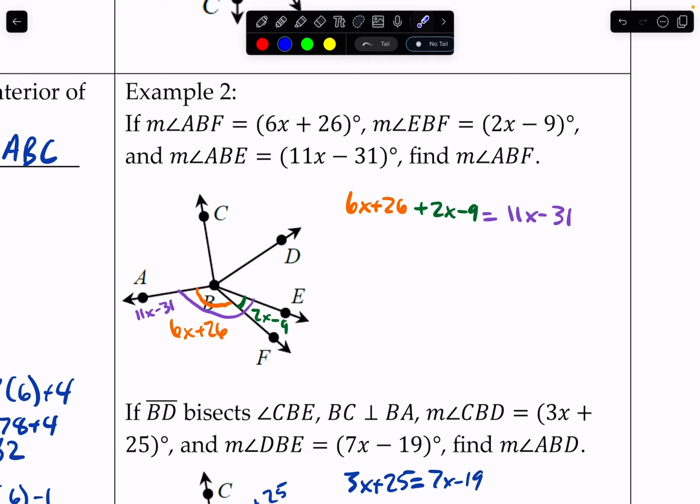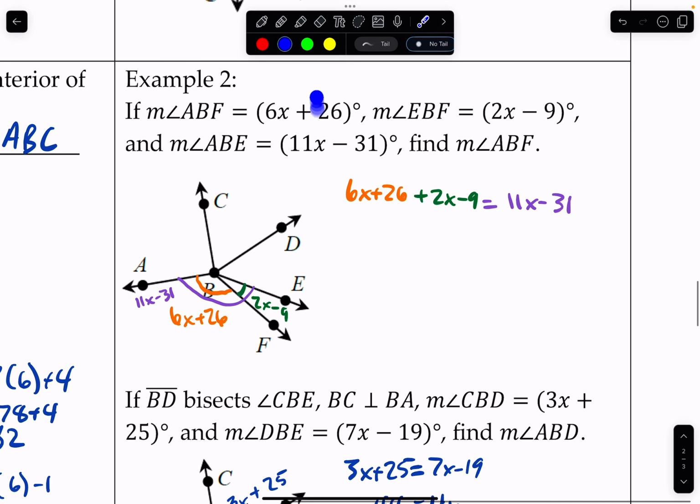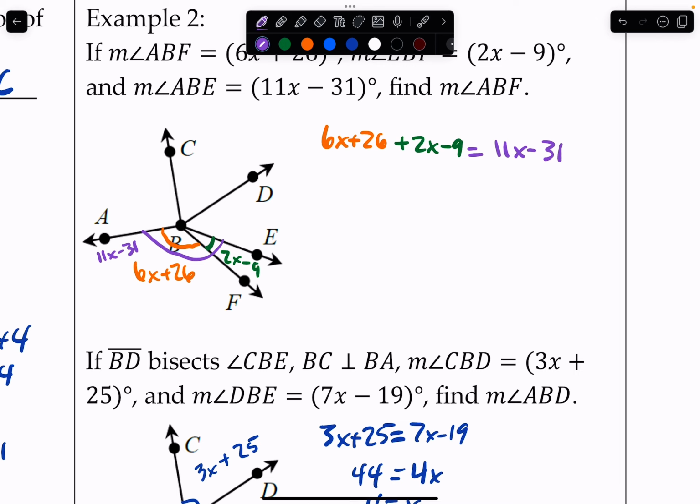And here's that same kind of procedure where we're going to use this equation to find x, and then plug it back in to find the actual measure of ABF. So let's find x right now. This is going to involve combining like terms. So 6x and 2x becomes 8x. 26 minus 9 is going to be 17. And this equals 11x minus 31.